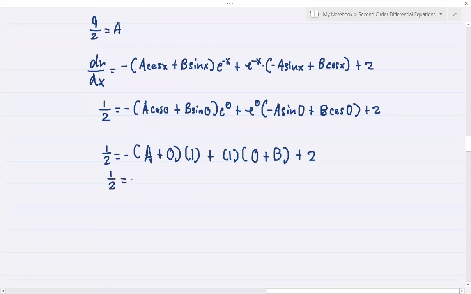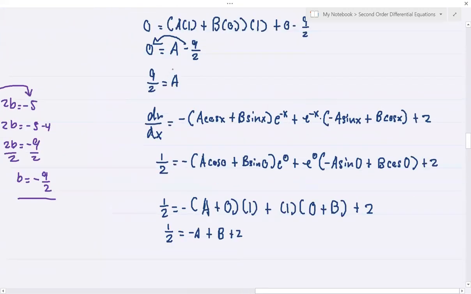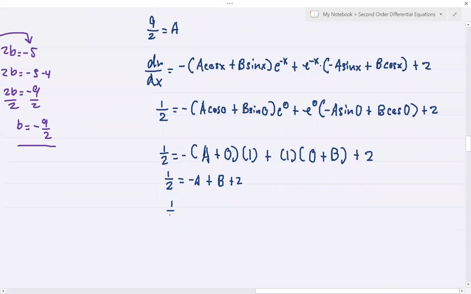So we can now simplify further. This would be 1 half is equal to negative a plus b plus 2. Okay? Because a plus 0 is a. So a times 1 is still a. But since we have negative sign, so we will have negative a. Next here, on the second term, we have 1 plus 0 plus b. So 0 plus b is b. And b times 1 is b. And copy the rest of the term. Remember that your a is equal to 9 all over 2. Therefore, you will have 1 half is equal to negative 9 all over 2 plus b plus 2.